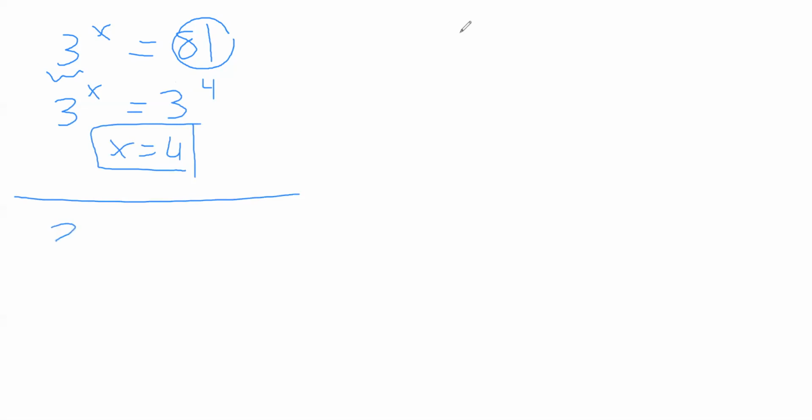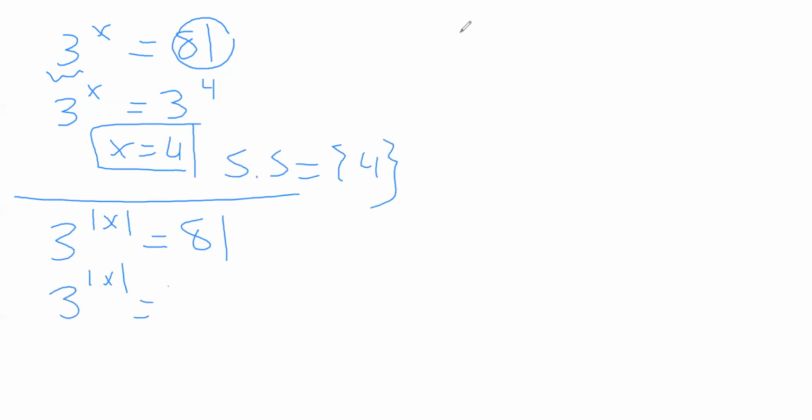Okay, now if I wrote for you that 3 power of absolute value of x equals 81, here, if you want the solution set, the solution set is 4 only. What about this one? It is the same idea, but there is a very small difference. Here, absolute value of x equals 4. So, Muhammad, the x here equals what? It will be equal to?